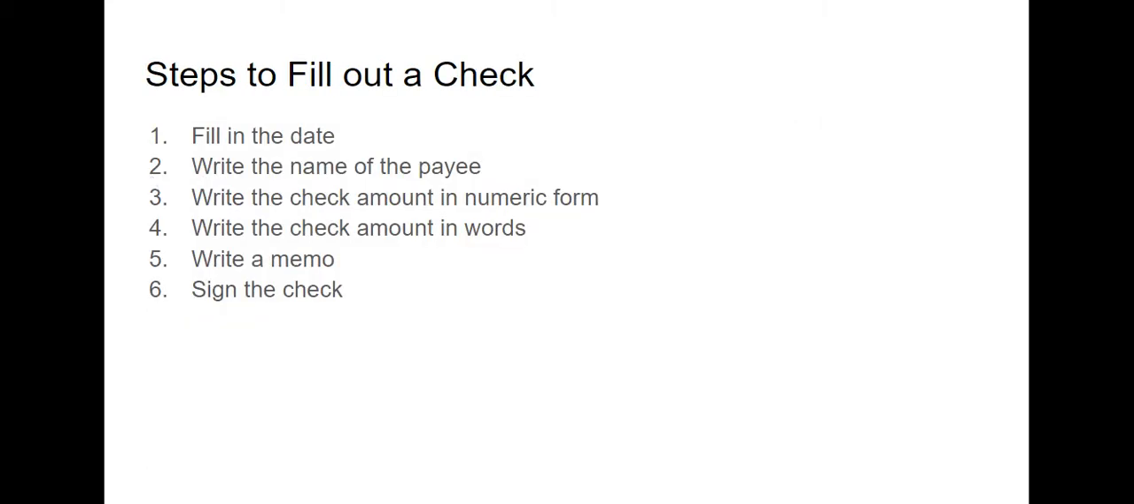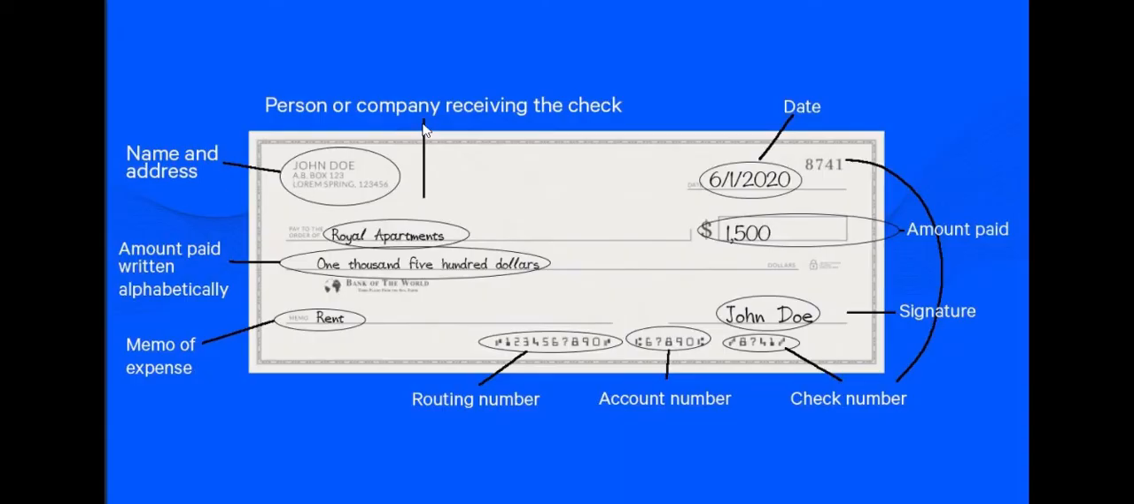Top to bottom, right? Fill in the date, write the name of the payee. That's who you're writing the check to. You're going to write the check out in numeric form. All right, that's in the box. You're going to do the number. Then you're going to write the check amount in words. And then you're going to write in the memo if you need to, who that's going to, and then you sign your check. And that's how you do a check. So let's go look at an example here and walk through that again.